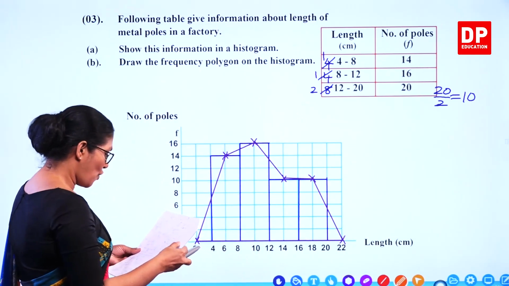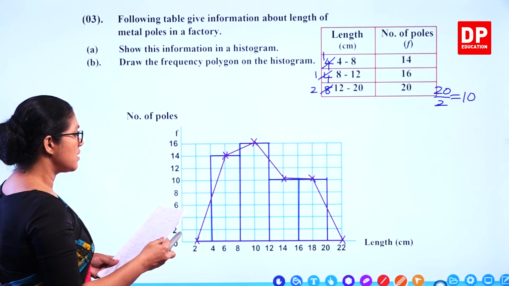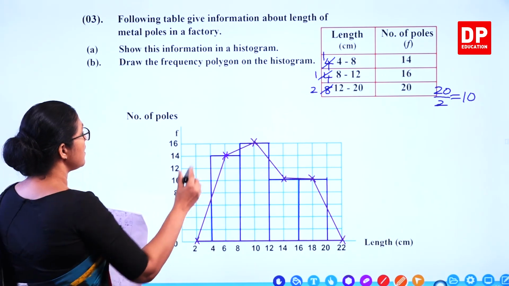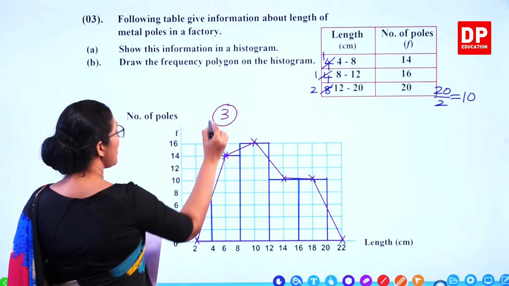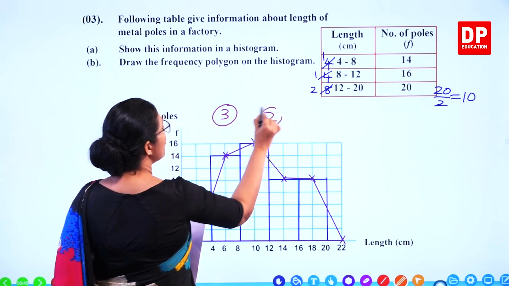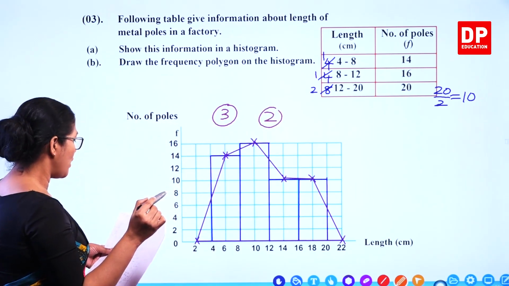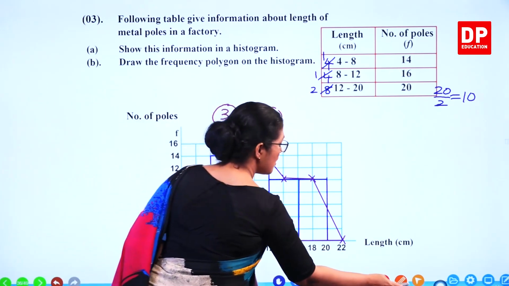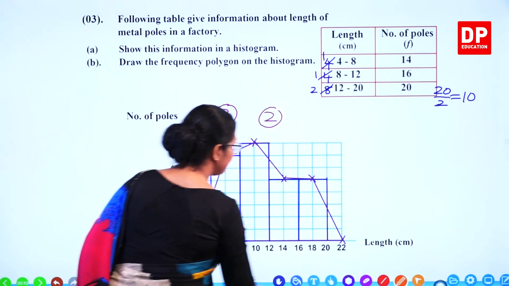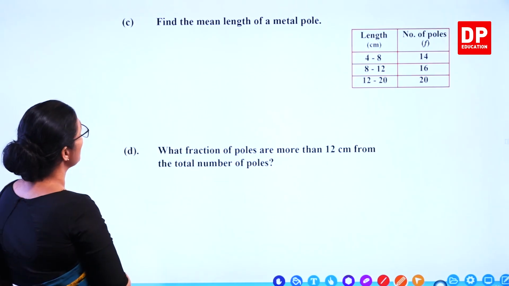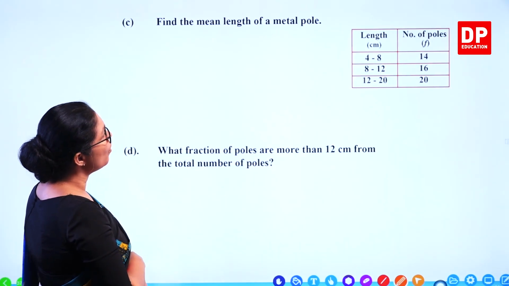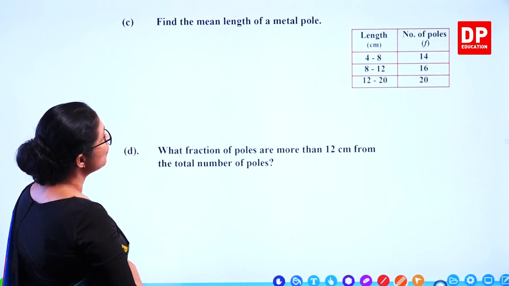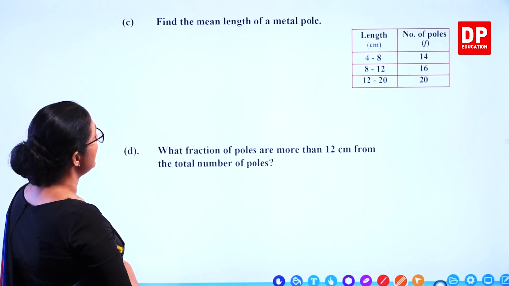So how many marks for each part? You get 3 for drawing the histogram and 2 for drawing the frequency polygon. So let's do the next part. Find the mean length of a metal pole. So we need to find out the mean length.